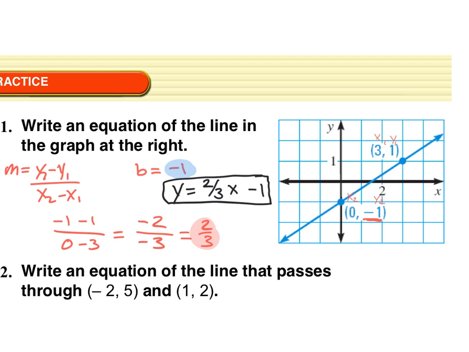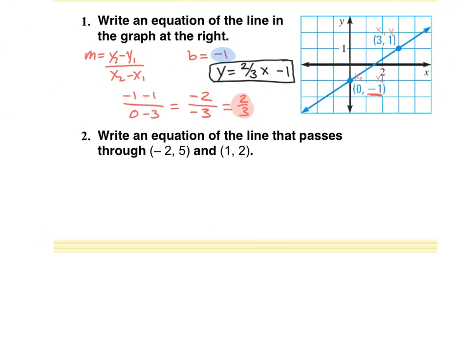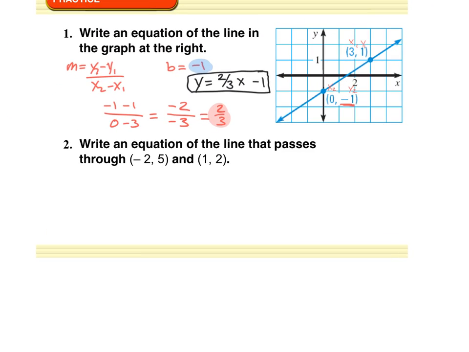Okay, so no picture on this one. Very interesting. Write an equation of the line that passes through negative 2, 5, and 1, 2. Not any harder, nothing that we haven't done already. It's just without the picture, all of a sudden, we feel like we're a little bit hung up there.